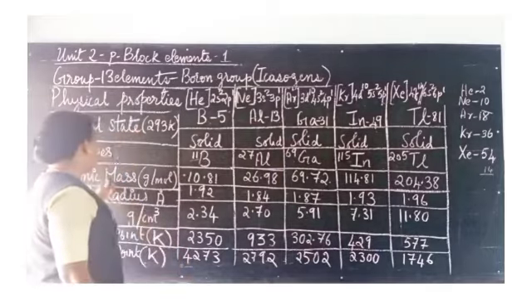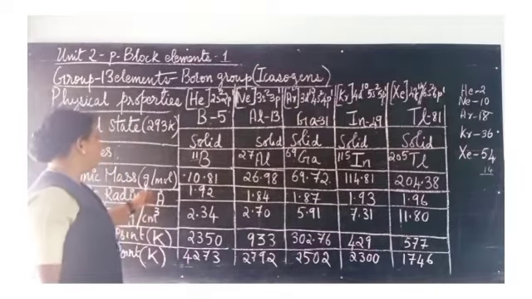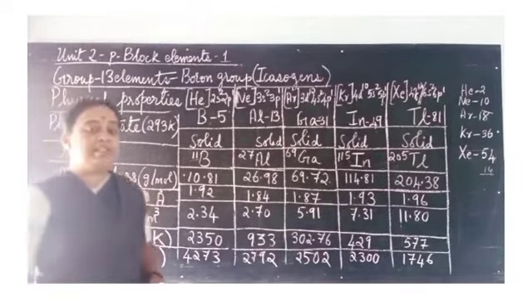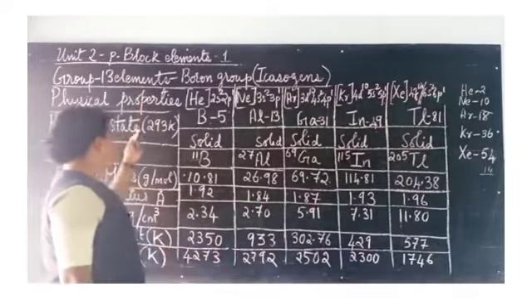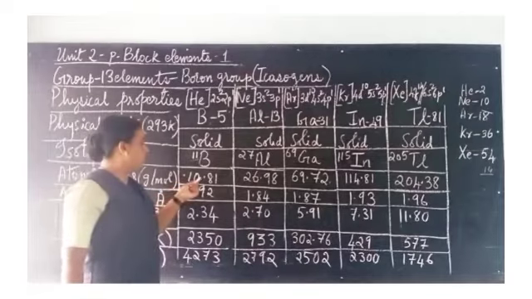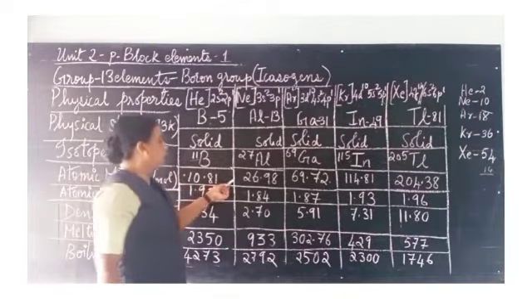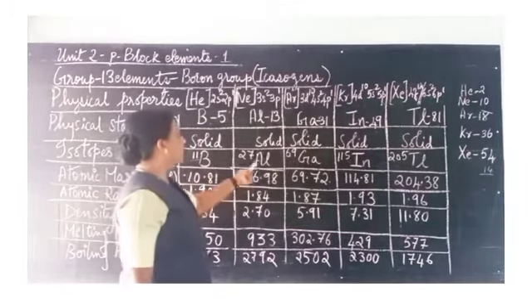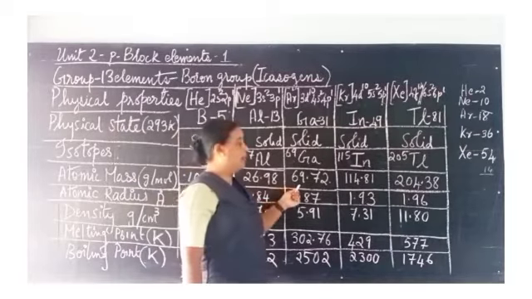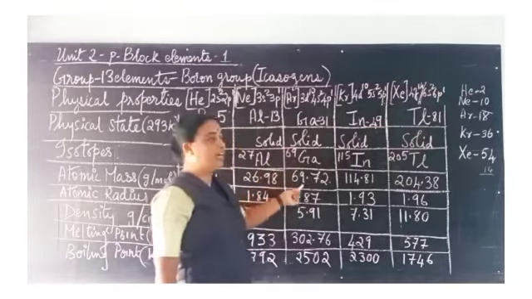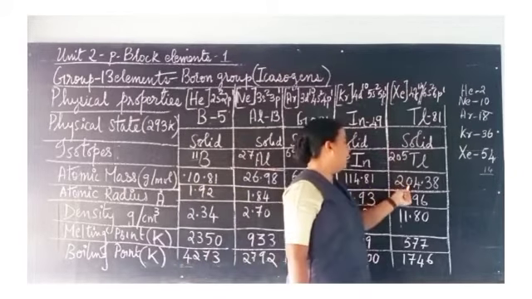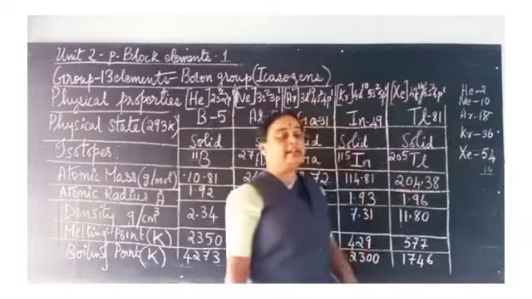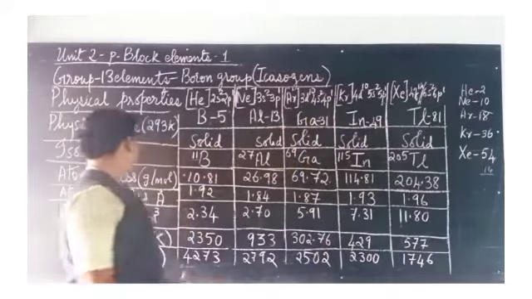Okay. Now next one, the atomic mass. The unit is gram per mole. Atomic mass is the mass of the atom. Now in the case of boron, it is 10.81, and 26.98 in the case of aluminium, and the atomic mass of gallium is 69.72, indium is 114.81 and thallium is 204.38. So that's it about atomic mass.